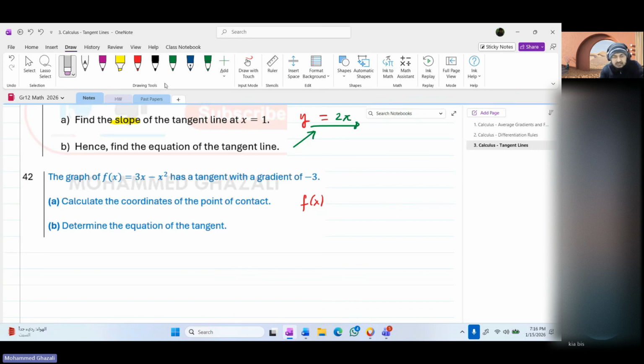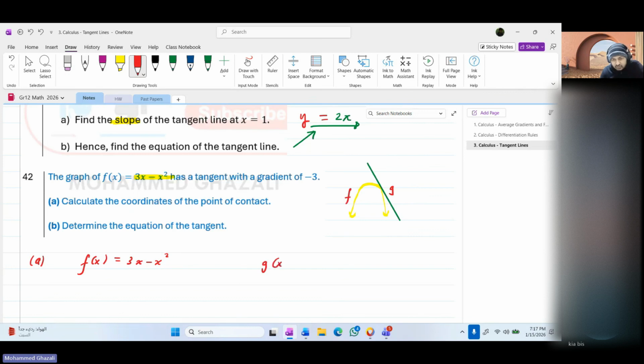So we know f of x is 3x minus x squared. And we have a tangent with gradient -3. Now try to remember this graph. It is negative, so it's a sad face graph, right? And the gradient is -3, which means the tangent line is somewhere around here, okay? Because of the -3 gradient. Right, so this is the graph of f and that's the graph of g.